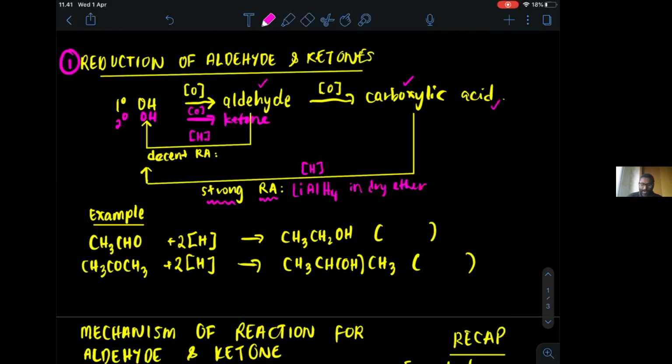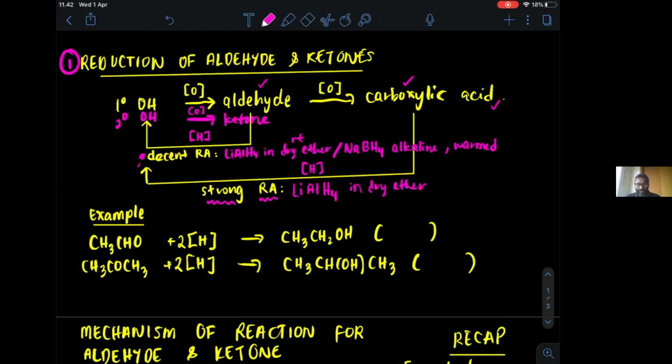For carboxylic acid to change into primary alcohol, you need a strong reducing agent. But here, you just need a mild reducing agent. If you want to use a strong one, it also doesn't matter, so you can still use LiAlH4. Another new reducing agent is NaBH4, in alkaline condition and warm. In dry ether, it's going to be room temperature, so I'll put RT.